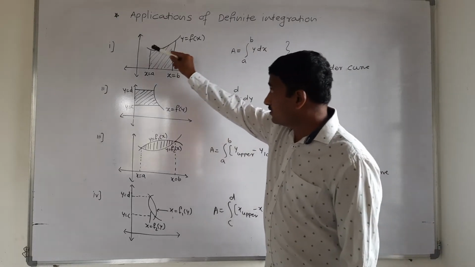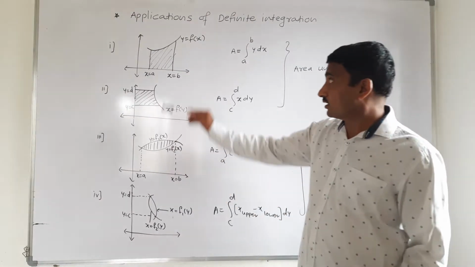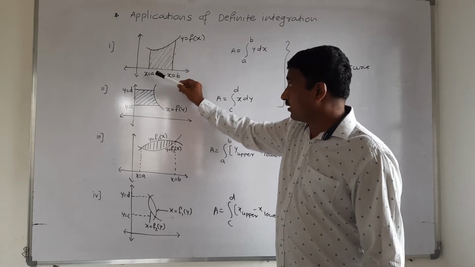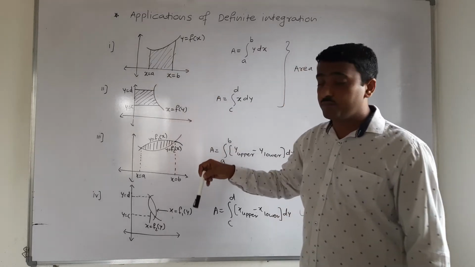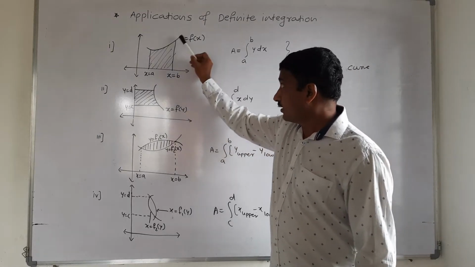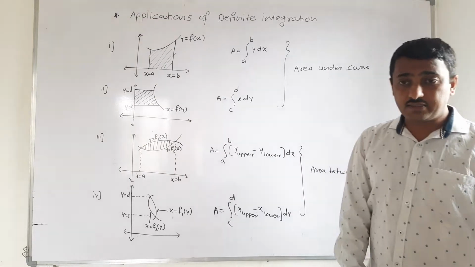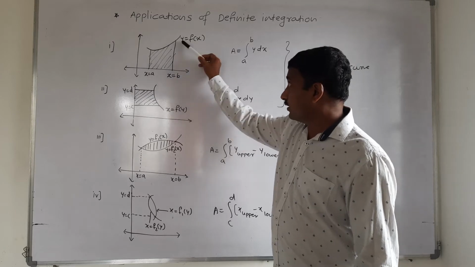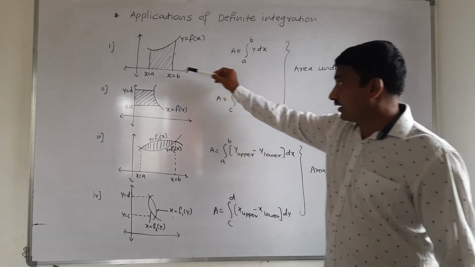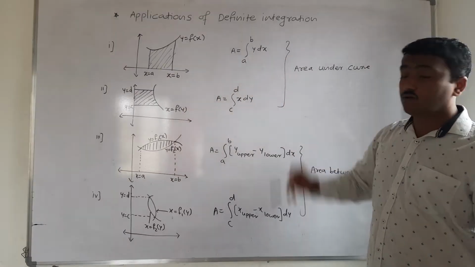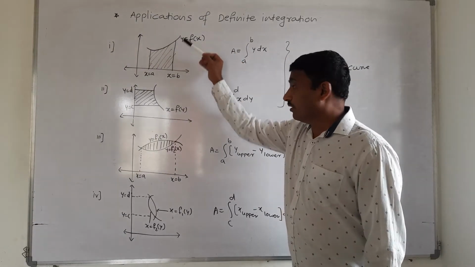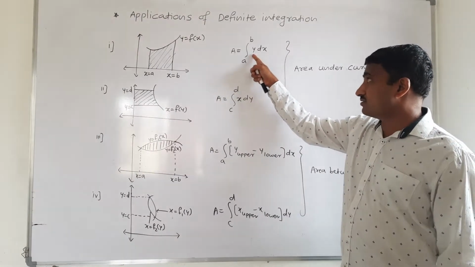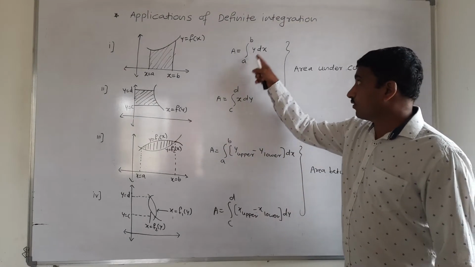First type is, suppose this is a given curve y is equal to f of x, and we want the area under this curve from x equal to a to x equal to b. x equal to a पासून x equal to b पर्यंत या कर्वच्या अंडर असणारा एरिया आपल्याला कॅल्क्युलेट करायचा असेल तर by using definite integration, then the formula is area equal to integral from a to b of y dx. Given function y in terms of x only, y means just f of x, dx, integration from a to b.